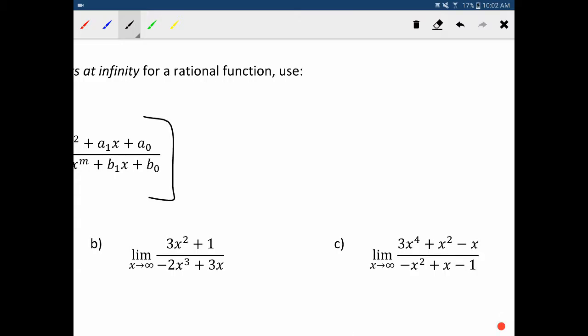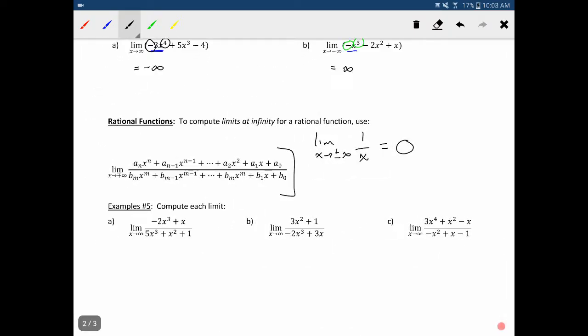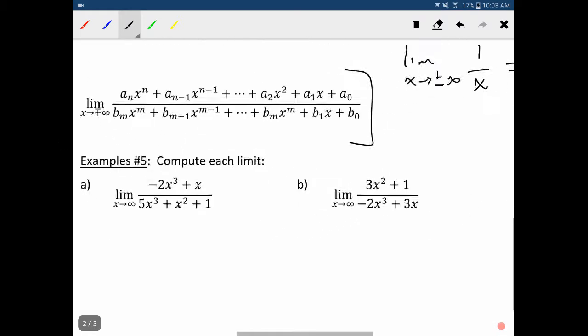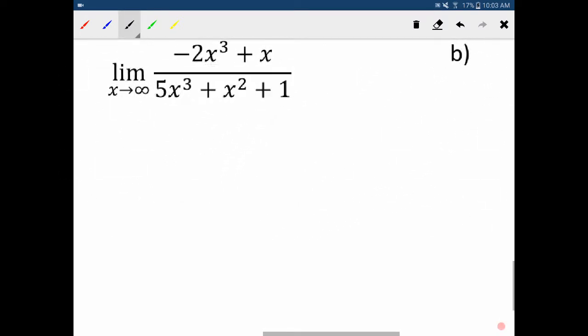What we're going to use is that the limit as x approaches either positive or negative infinity of the function 1 over x is always equal to 0, okay? As that bottom gets bigger and bigger, the whole thing gets closer and closer to 0. And by using that, we can solve these more complicated ones, just using some tricks. So let me zoom in here.